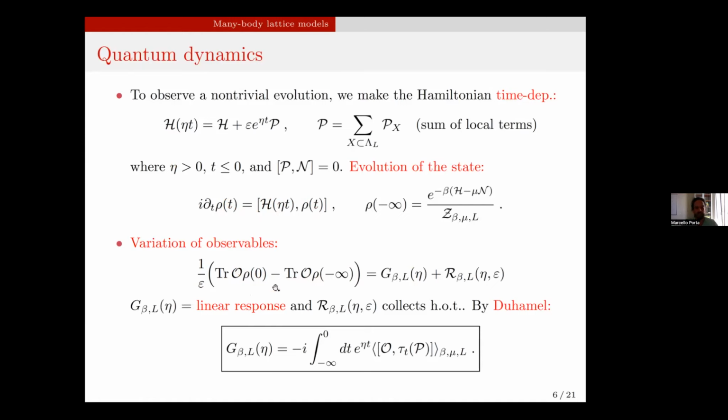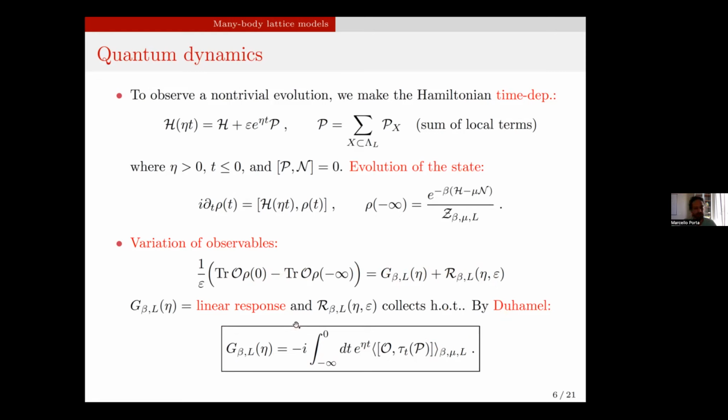One thing you can do is to try to analyze this by expanding in the parameter epsilon. If you do that, you get a first-order term, which is explicit, and that's the so-called linear response of the observable, and then there will be higher-order terms that involve higher powers in epsilon. This is done by Duhamel expansion, and the first-order term is what is given by this formula here. That's also called the Kubo formula.